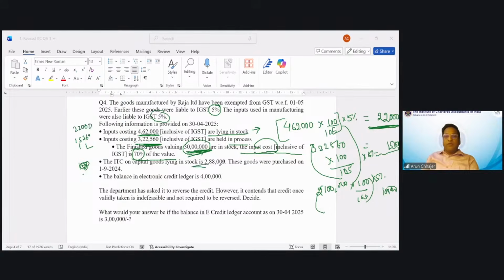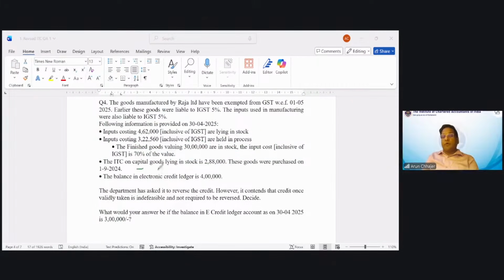Now try to understand this. I hope you are writing. Let me rub this out once so that I can explain. This part is important. ITC on the capital goods lying in the stock is 2,88,000. These goods were purchased on this date. Now, you are remembering that Section 18 subsection 1 talks about ITC in case of special circumstances. Subsection 6 talks about when you are selling or supplying the capital goods. Subsection 4 talks about reversal of ITC.